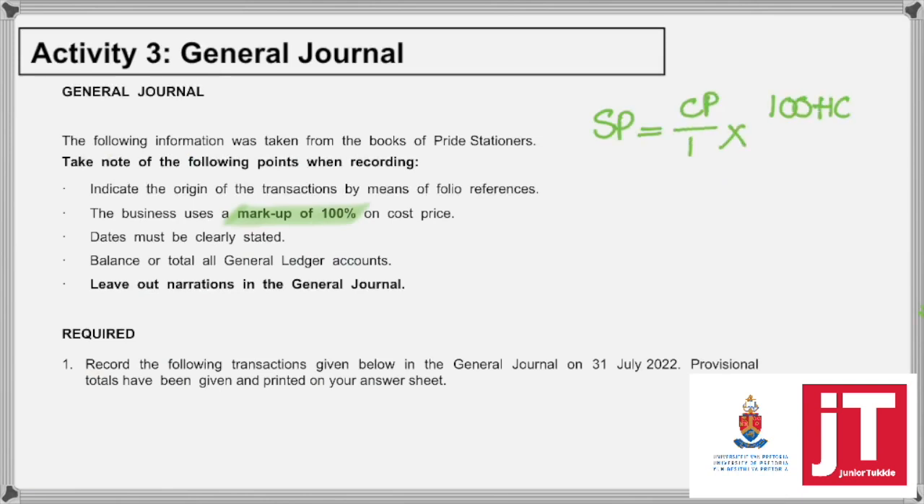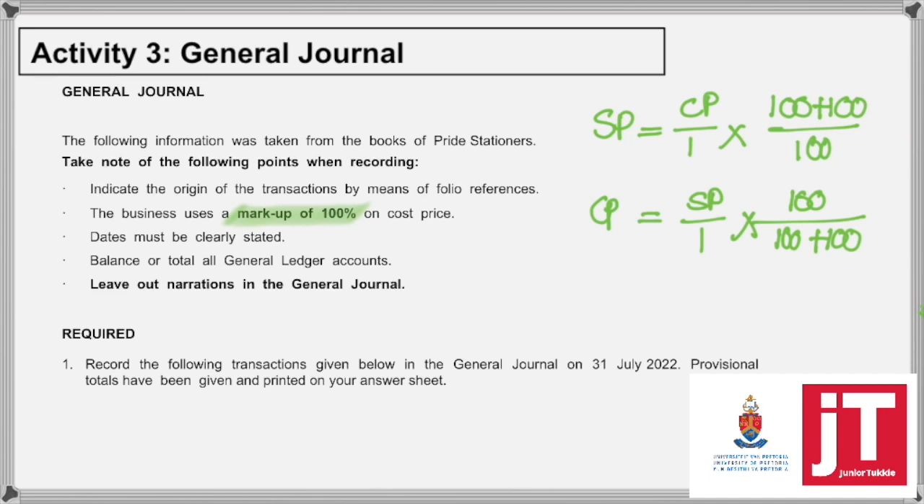So, when we look at this activity, it tells us that we are going to do the General Journal of Pride Stationers. And we have to note that the markup of the business is 100%. So, when we calculate the selling price, we have to remember that our selling price formula is equal to cost price over 1 times 100 plus the markup over 100, or your cost price formula, which is then just the opposite, selling price over 1 times 100 over 100 plus the markup.